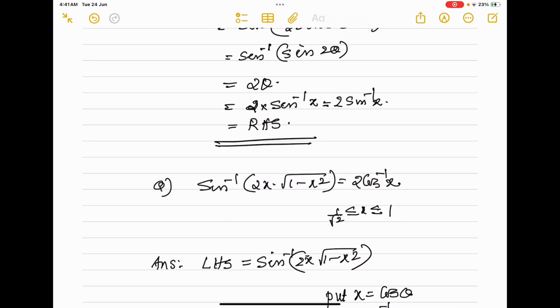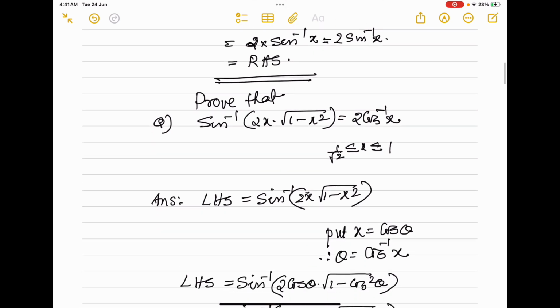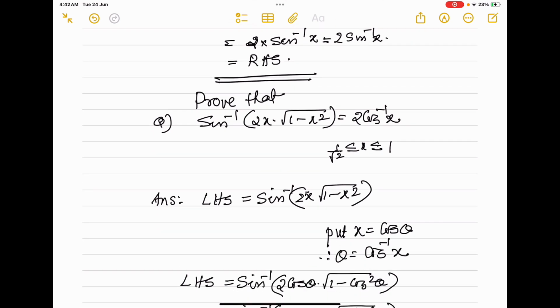Next question: prove that sin inverse of 2x root of 1 minus x square equals 2 cos inverse x, where 1 by root 2 is less than or equal to x, less than or equal to 1. Here LHS equals sin inverse of 2x root of 1 minus x square. Here we need the answer in terms of cos, so you put x equal to cos theta. RHS is 2 cos inverse x, so put x equal to cos theta. Therefore theta equals cos inverse x.